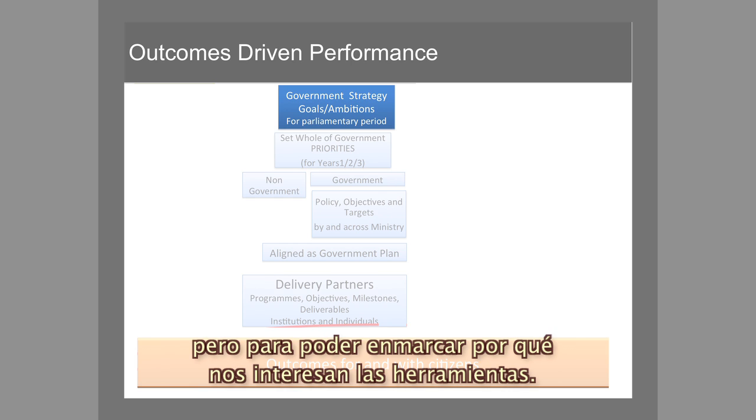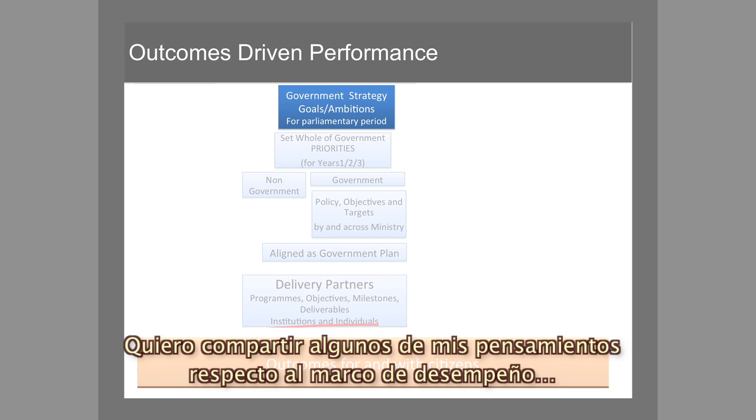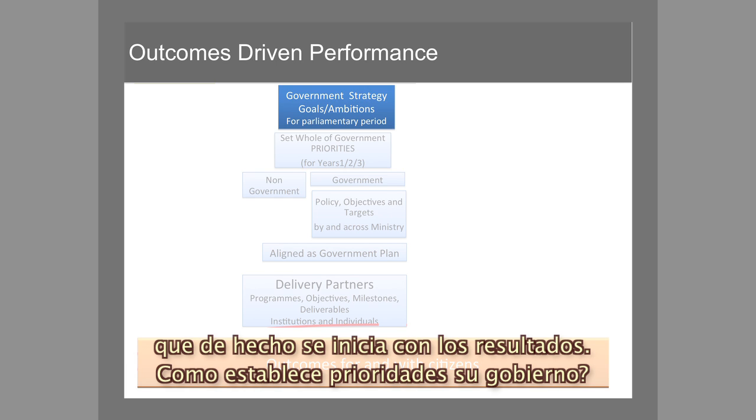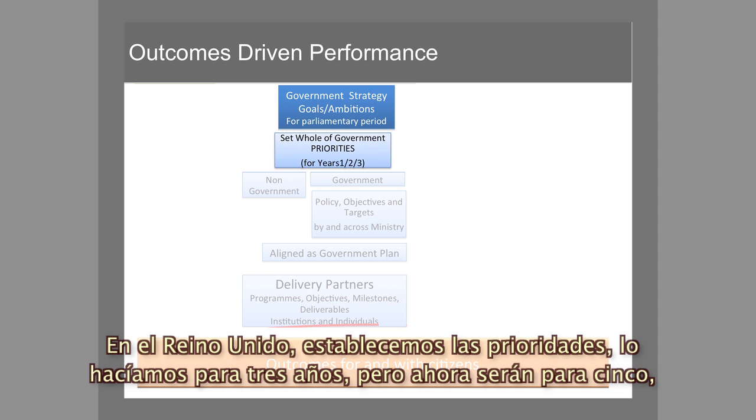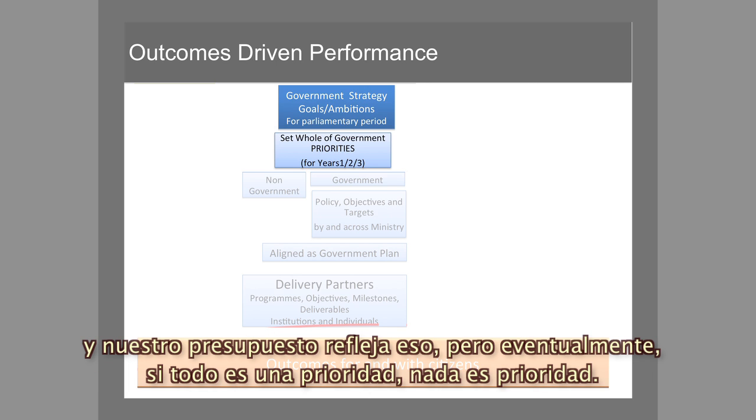This slide is going to just provide a framework, but in order to frame why we're even talking about the tools, I want to share some of my thoughts on a performance framework that begins with outcomes. How does your government set its priorities? In the United Kingdom, we set those priorities for 3 years. We're now extending that to 4 and 5 years, and our budget reflects that. But essentially, if everything is a priority, nothing's a priority.